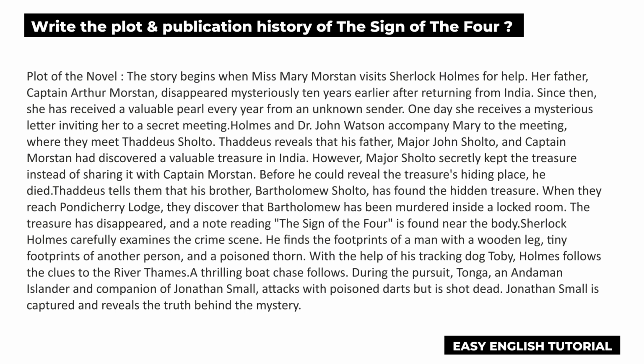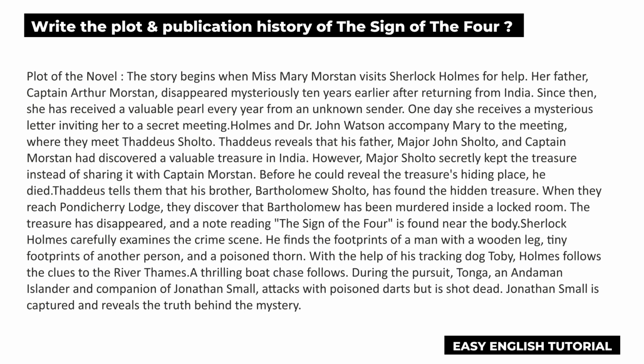Thaddeus reveals that his father, Major John Sholto, and Captain Morstan had discovered a valuable treasure in India. However, Major Sholto secretly kept the treasure instead of sharing it with Captain Morstan. Before he could reveal the treasure's hiding place, he died. Thaddeus tells them that his brother, Bartholomew Sholto, has found the hidden treasure. When they reach Pondicherry Lodge, they discover that Bartholomew has been murdered inside a locked room. The treasure has disappeared, and a note reading "the sign of the four" is found near the body.